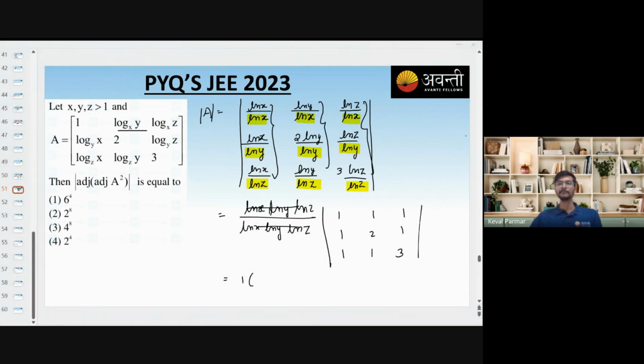Just a second. Okay. 1 into (6 minus 1), 5, minus 1 into (3 minus 1), which is 2, plus 1 into (1 minus 2), which is minus 1. This is basically 5 minus 3, which is 2. So the value of determinant of A is 2. Correct. Now we want to find A square. How do we find A square, guys? We got the value of A.